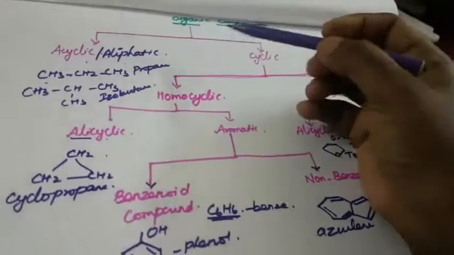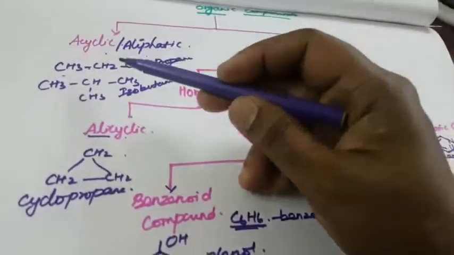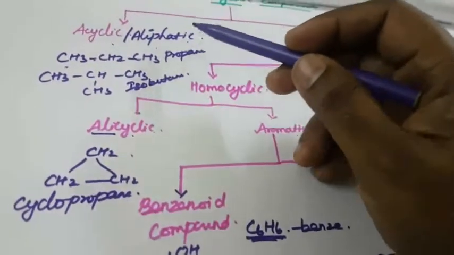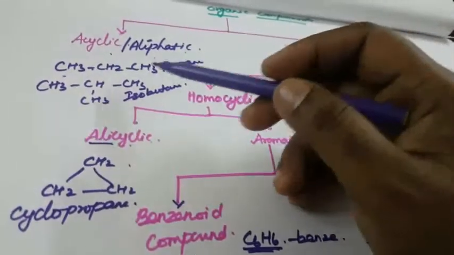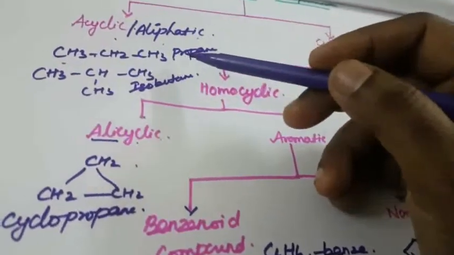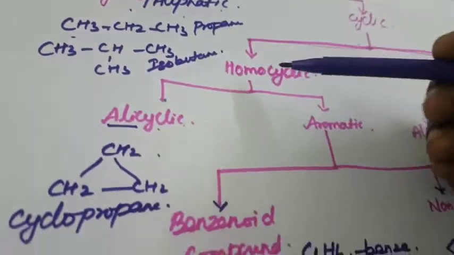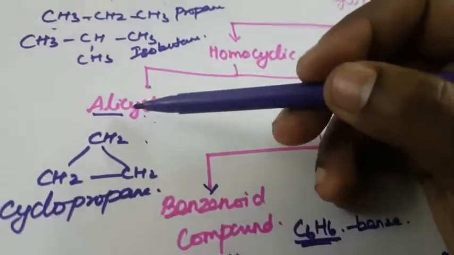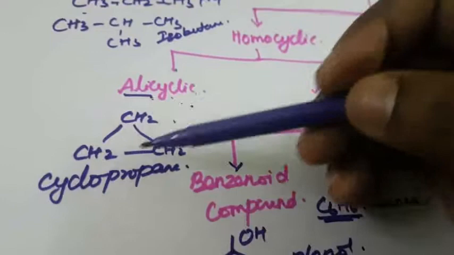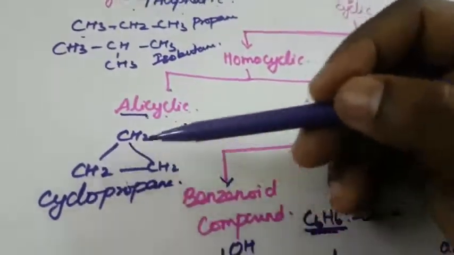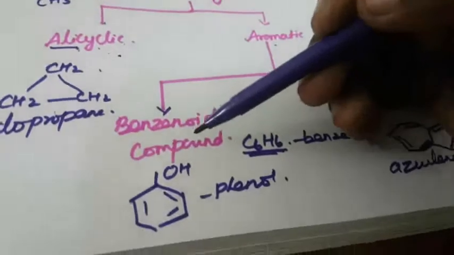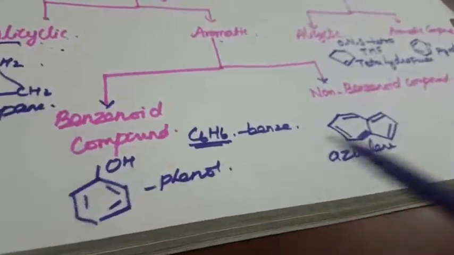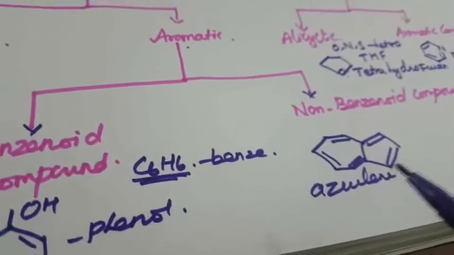What is the classification of organic compounds? Organic compounds are classified as acyclic or cyclic. Acyclic is otherwise called aliphatic. What is meant by aliphatic? The straight chain or the branched chain is called aliphatic. Examples are propane and isobutane. Cyclic is again homocyclic, which is classified as alicyclic and aromatic. What is meant by alicyclic? Alicyclic means an aliphatic compound containing a ring. With 3 carbons, that is cyclopropane. Again, aromatic compounds are benzene-containing compounds or non-benzene-containing compounds. Benzene means only 6-member. Here 6 is there, here more than 6 is there, so it is a non-benzenoid compound.